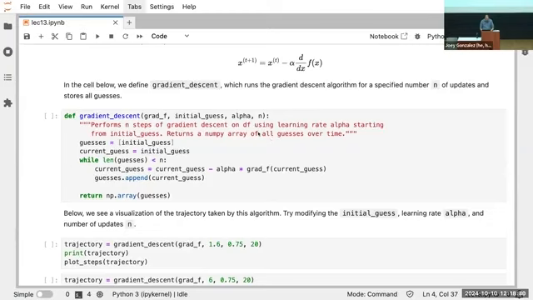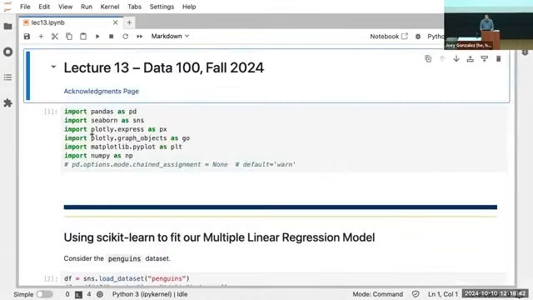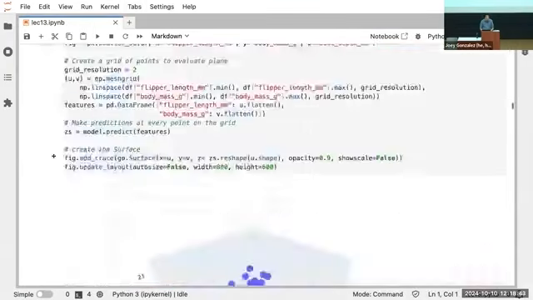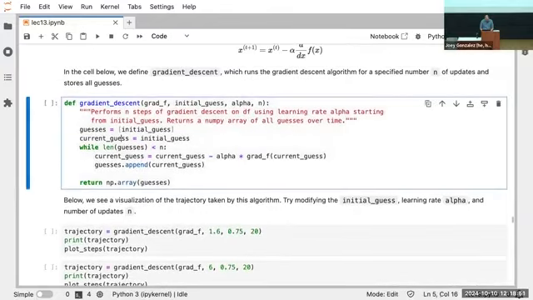So we have my gradient descent. Oh, come on. Something is wrong with my Jupyter environment. Sorry about that.